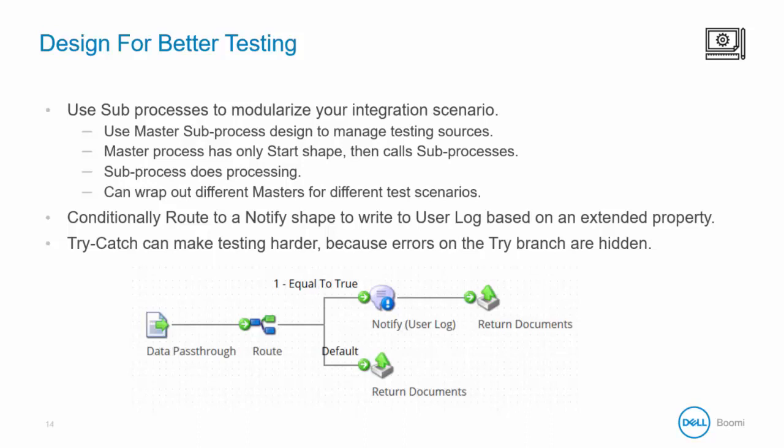Another technique is to conditionally route to a notify shape based on an extended property. That way, if your debug flag is on, you can route to a notify shape that will write a message to the user log. Consider this also, this may be counterintuitive, but the try-catch shape can make testing harder because details of the try branch are hidden if there is a catch event. So the catch can mask errors that would be difficult for you to determine why they are caused. So when testing, it might be a good idea to disconnect the try-catch shape until unit testing is completed.